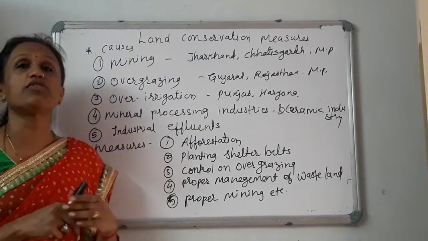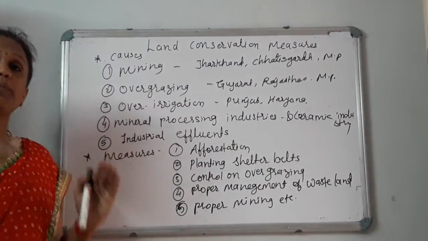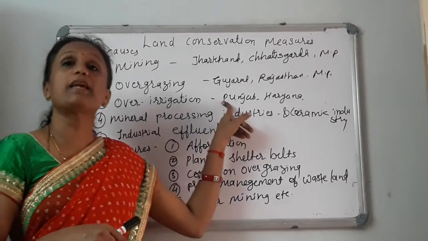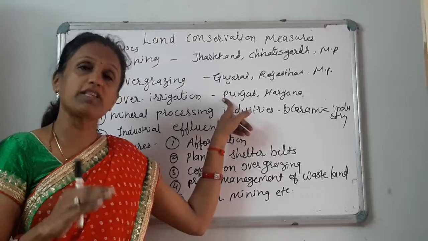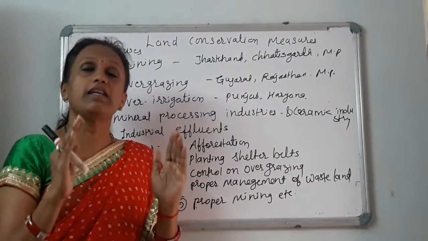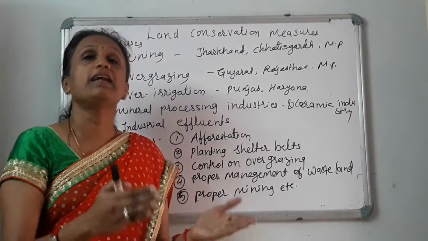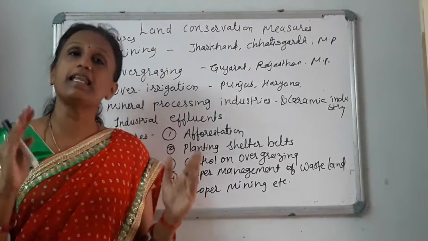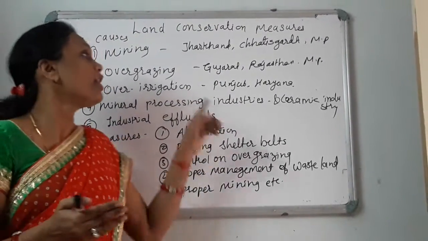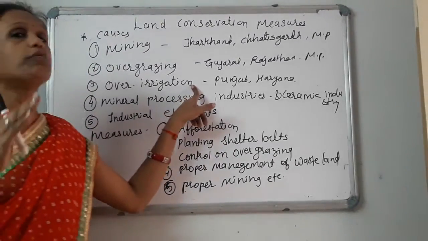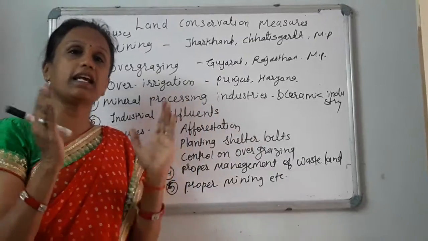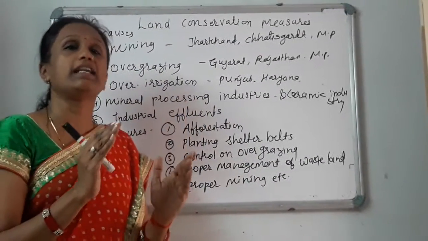Next, over irrigation. Over irrigation is also one of the problems which causes land degradation. कैसे? In the states like Punjab and Haryana, what is the problem? They continuously irrigate that land to take crops one after another, and as a result the salinity of that land increases. और जब salinity increase होती है तो वो land degrade होती है. Absorbing capacity, carrying capacity land की खत्म होती है. Quality of the land gets destroyed.